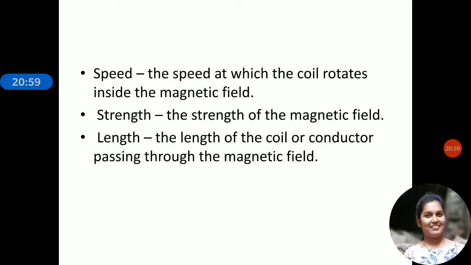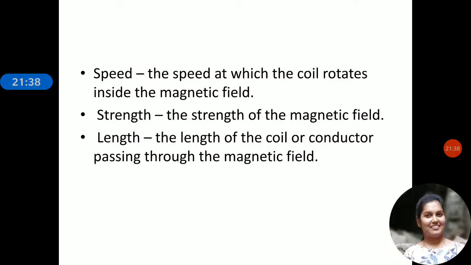The second point is strength, which we have already discussed. It is the strength of the magnetic field. When we are using a permanent magnet, a north pole and a south pole, the strength of these permanent magnets also decides the amount of EMF that is induced in the conductor. The third main point is the length of the coil or conductor that is passing through the magnetic field. The more the length of the conductor, the more the EMF induced in the conductor.